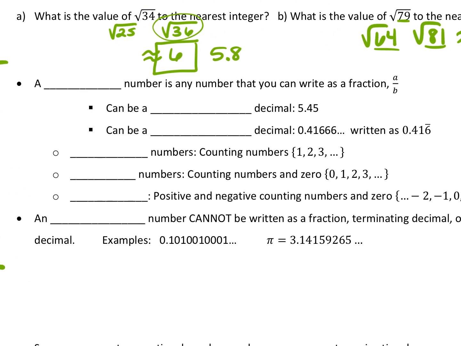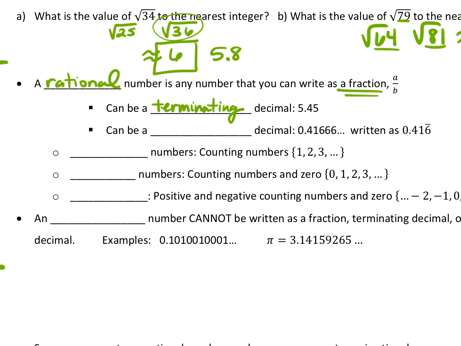So this first one, a rational number, is anything you can write as a fraction. So A over B is a fraction. Anything you can write in that format is a rational number, but that means it can be a terminating decimal. What does terminating mean? Repeating. Not repeating. If you terminate something, you do what? End, okay? So a terminating decimal is a decimal that has an end.